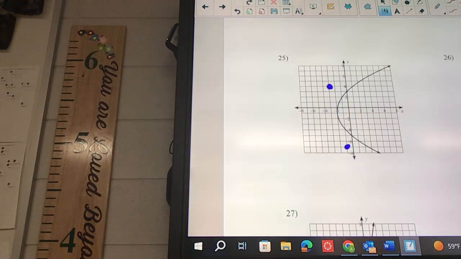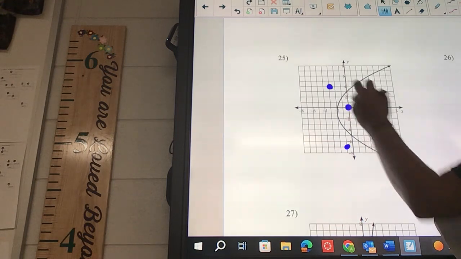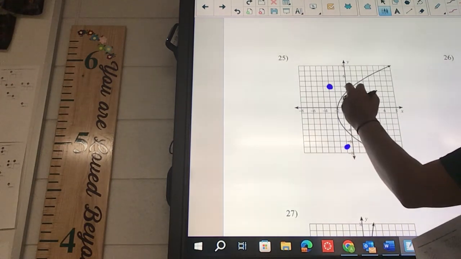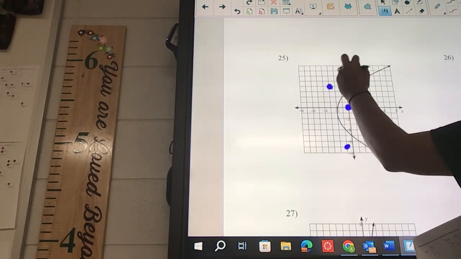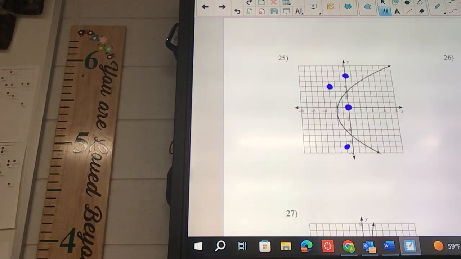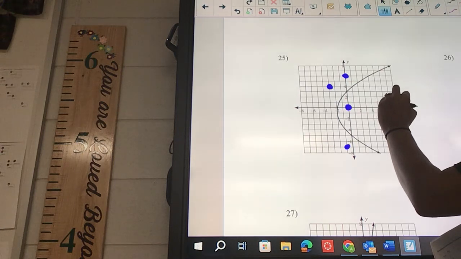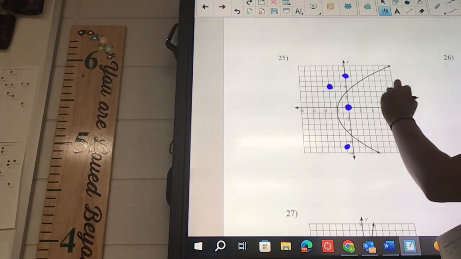Look at these ones. This is super important. 0 to what? 0 to 6. So 0 to 6. And then we have 6 to what? 1. 6 to 1.